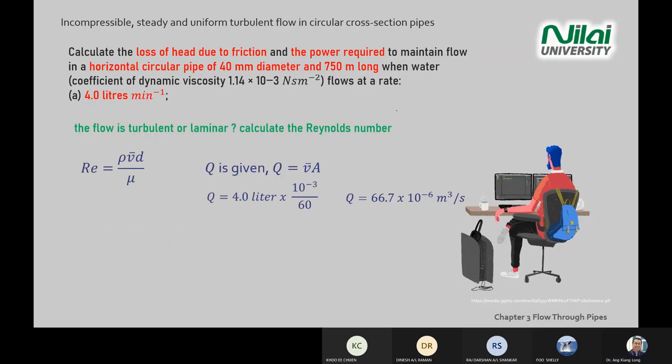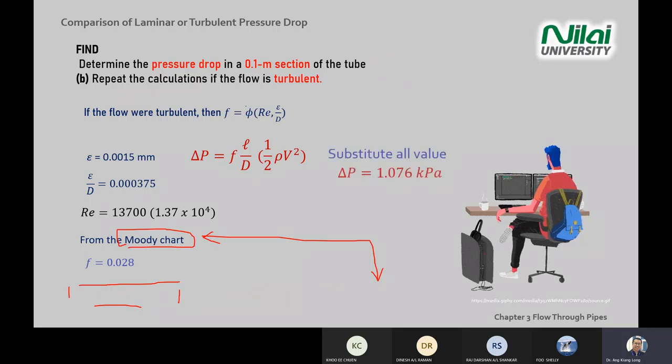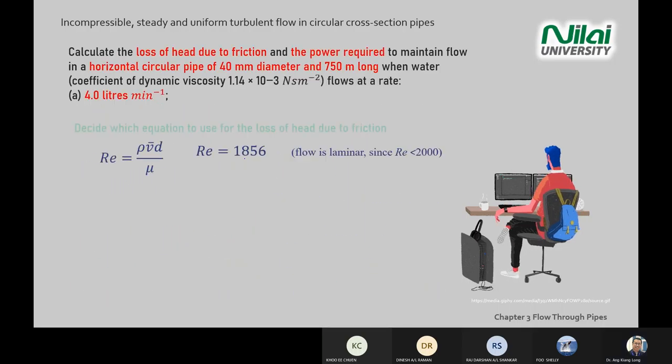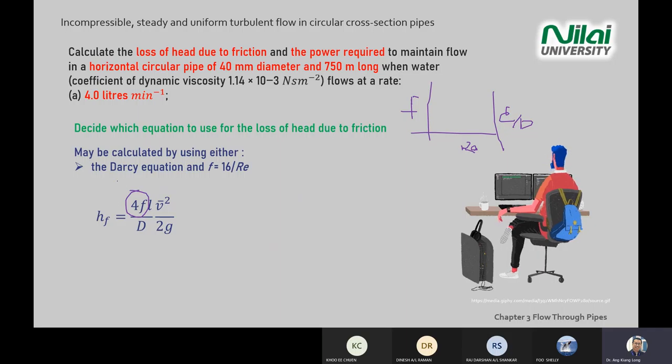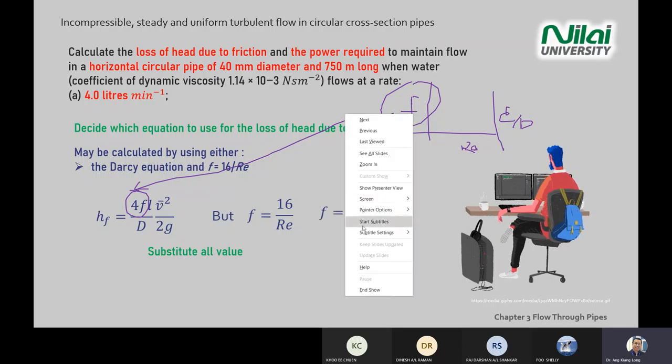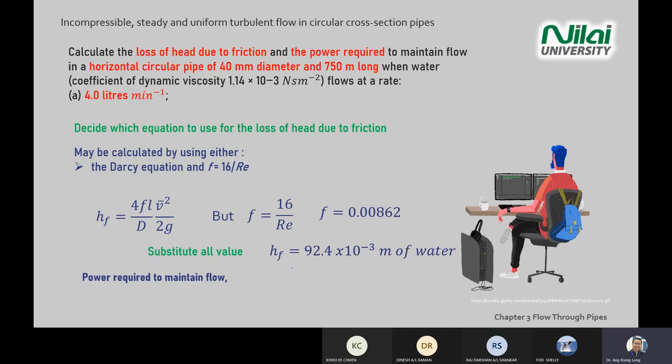For example, the tutorial question just now, you see the equation delta P equals F L divided by D times half rho V squared. This one you use the Moody chart. But if you use the equation with 4F, you need to be careful. Don't straight away substitute the F inside here. The Moody chart F equals 4 times of this equation's F. So be careful, just take note of this. If you use the equation or numerical, the F you use is 0.00862. So just be careful on this one.